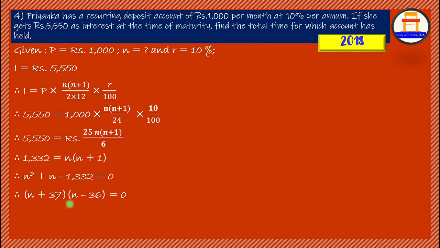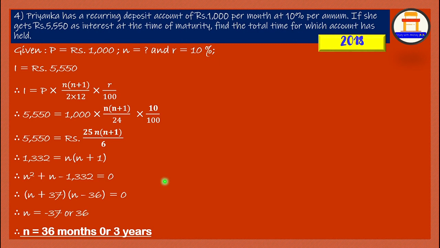Upon factorizing, we get n plus 37 into n minus 36 equals 0. So n is either minus 37 or plus 36. n is basically the time, it is in the form of months, so we can never have negative. So we have to just take positive. So n is 36 months, that is 3 years. I think you have understood this question.